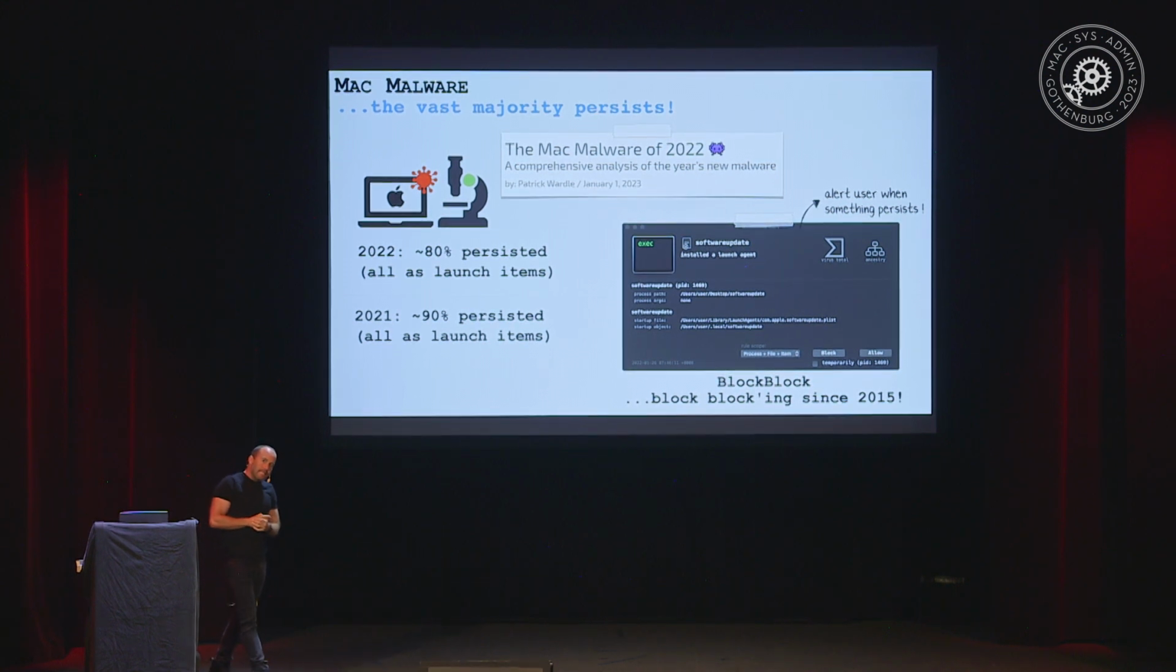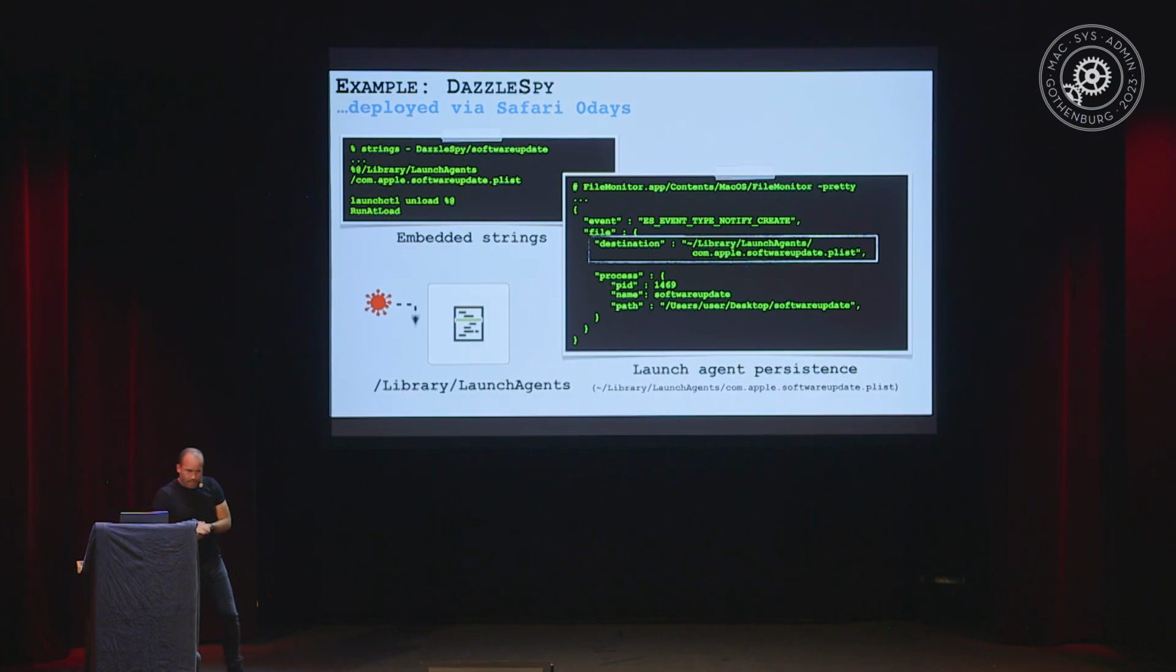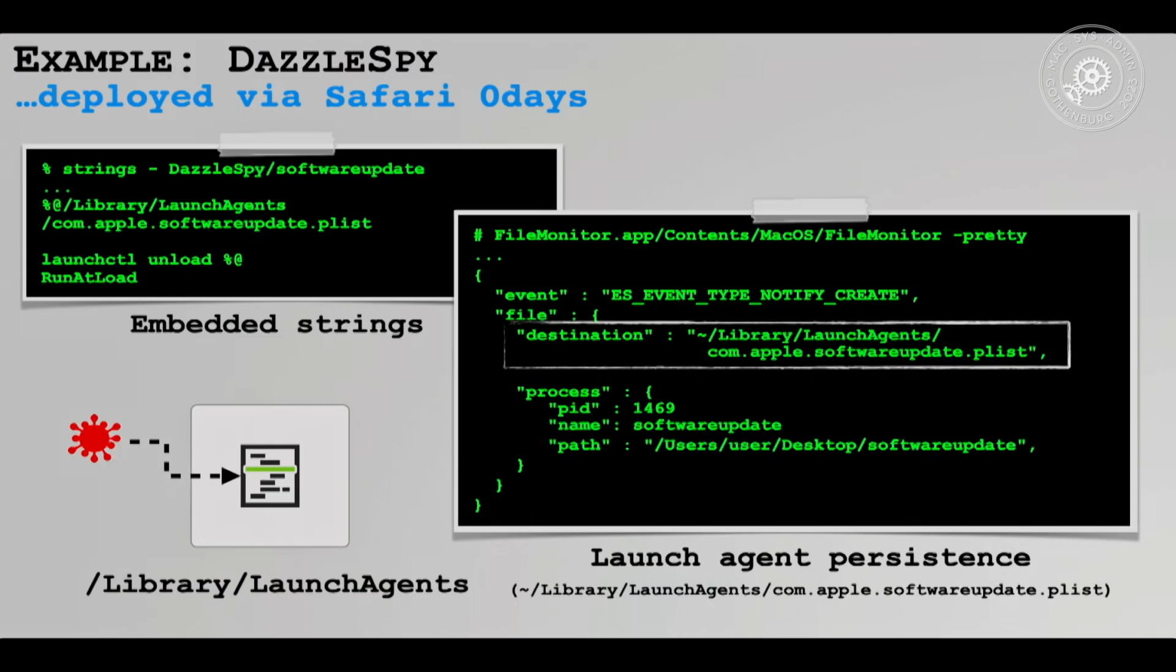Now, back in 2015, I had this same observation and said I should write a tool that monitors for persistence events. So I released a tool called BlockBlock, which has been open source. Since 2015, every piece of malware that has persisted since then has been detected by BlockBlock. This isn't a big pat on the back. It's really just to say persistence is a great way to detect malware, even brand new malware. Because as we'll see, there's some very interesting Mac malware that otherwise might be very difficult to detect, save for its persistence mechanism. The example I like to give is a piece of malware called Dazzle Spy.